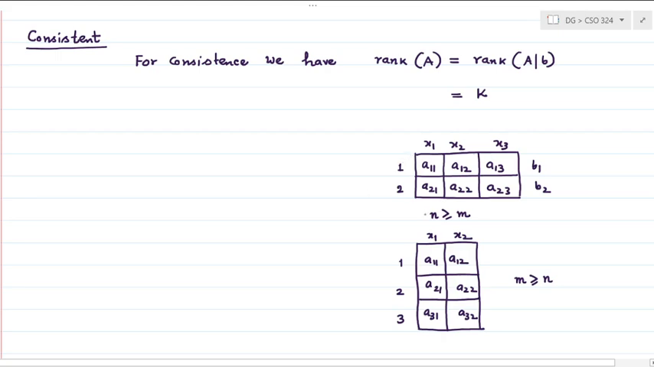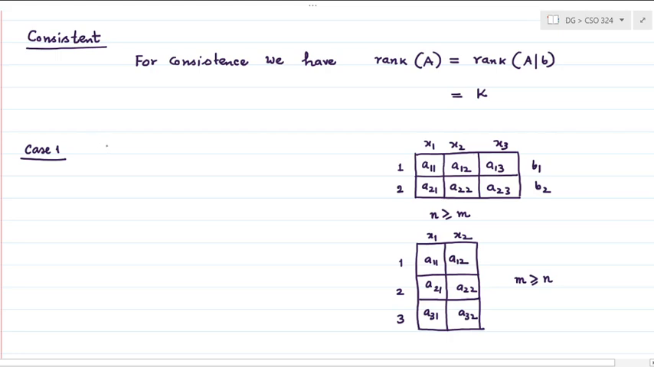So if you have n greater than or equal to m, then let us try to analyze whether the system will have infinitely many solutions or it may have a unique solution. So here we analyze the following cases. The first case is case 1, where the system is horizontal rectangular.